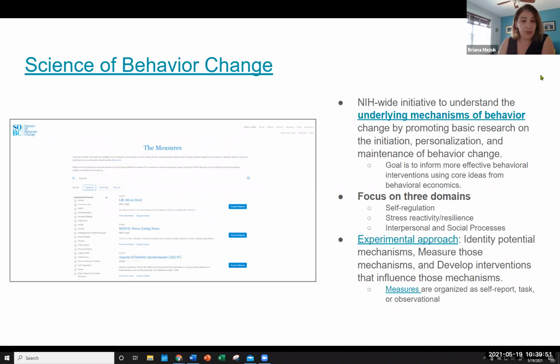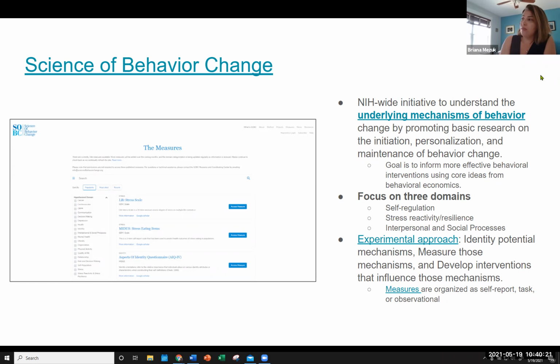And the last resource I want to tell you about is the Science of Behavior Change. This is an NIH-wide initiative that is trying to understand the underlying mechanisms of behavior to promote what they're referring to as basic research. But for those of us who are social behavioral scientists, just think about mechanistic research, sort of how do we get from depression to diabetes, right? What is the mechanism, for example, in that case?